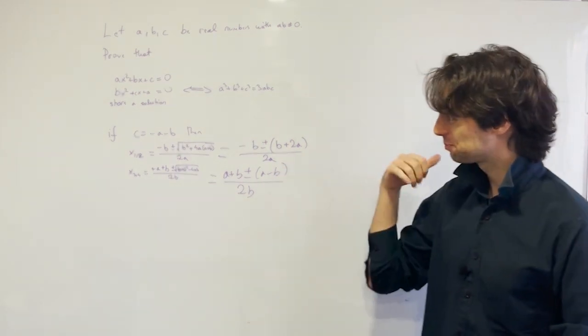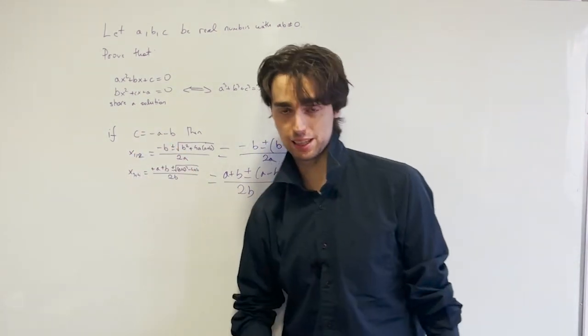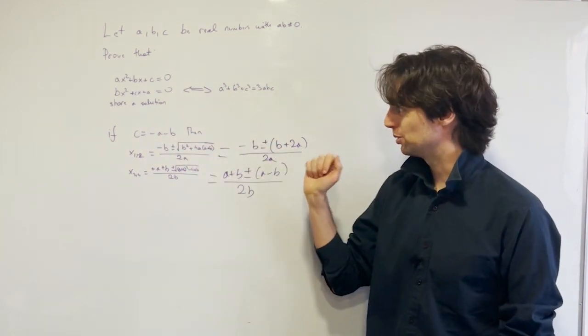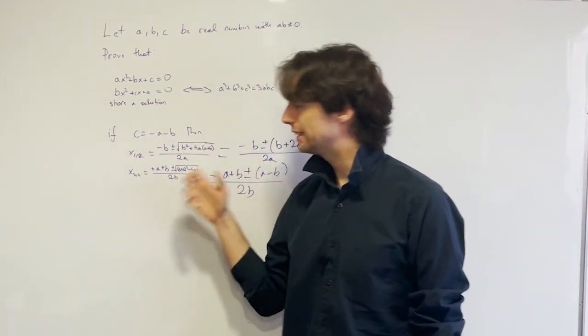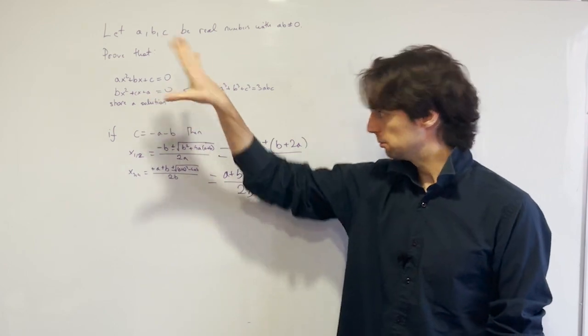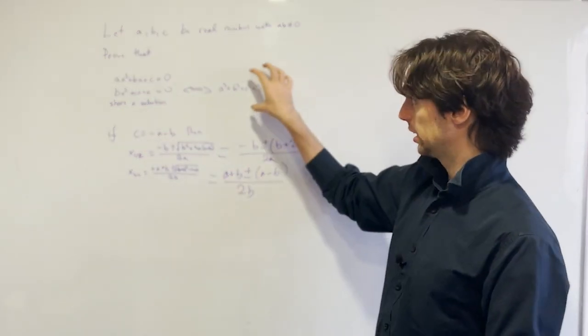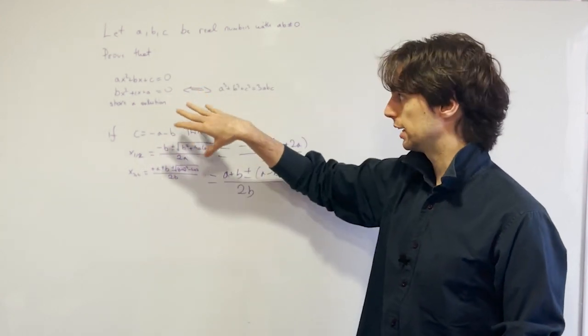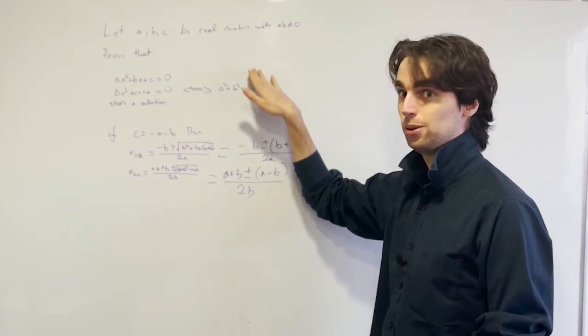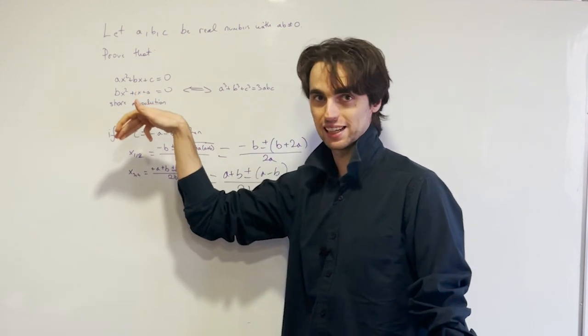And with that, if c is minus a minus b, then they share a solution. If, on the other hand, a is equal to b is equal to c, then they obviously share a solution. And now with this, we know that this is if and only if: if this is true, then this is true, but then also this is true back again.